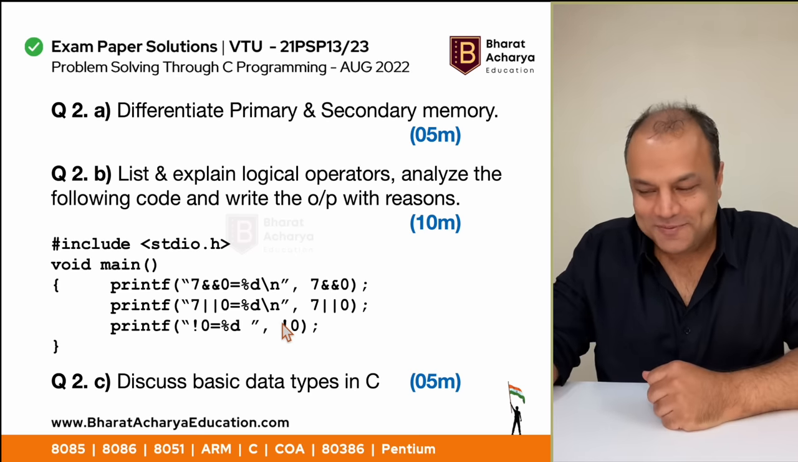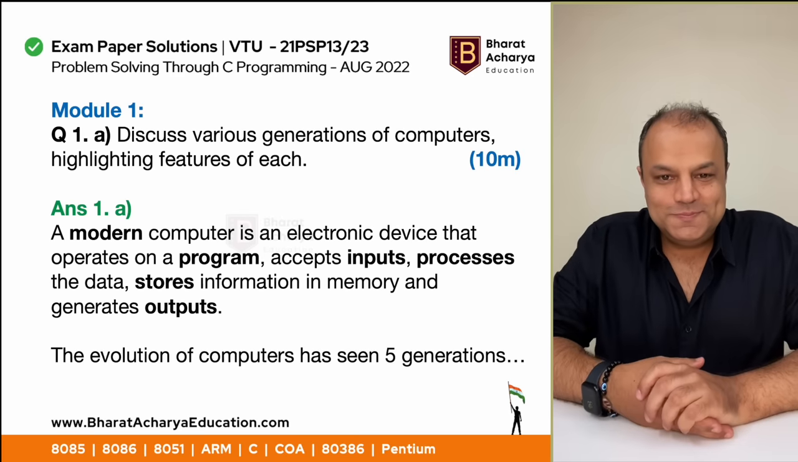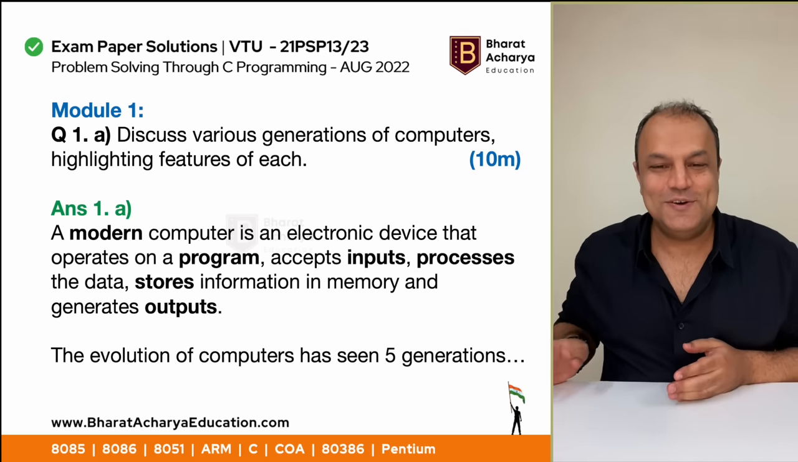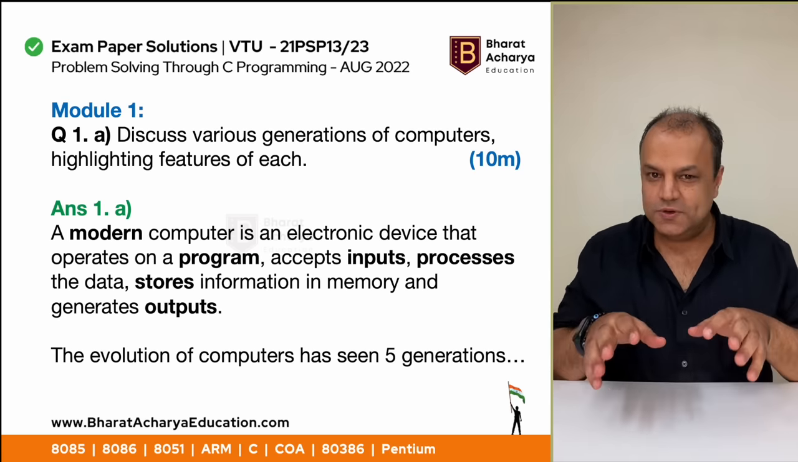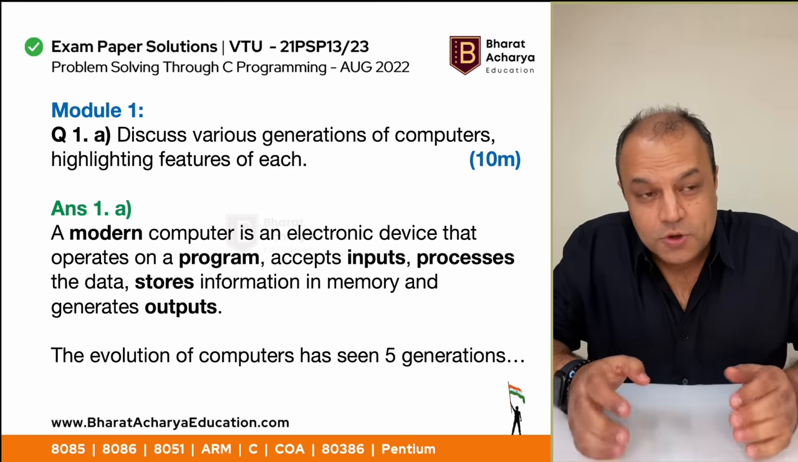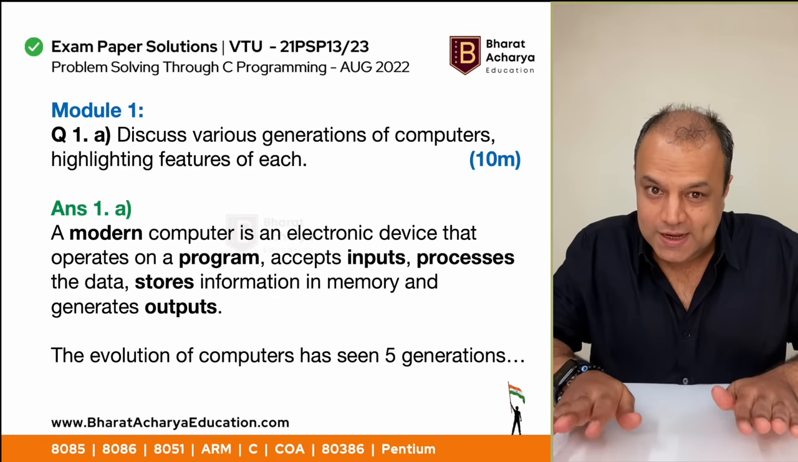Anyway, shall we begin? Your first question, explain the various generations of computers. So there were 5 generations of computers. This is history. I'm not going to go too much into detail, neither do you need to. You need to know the generations, so that's where we'll end it.